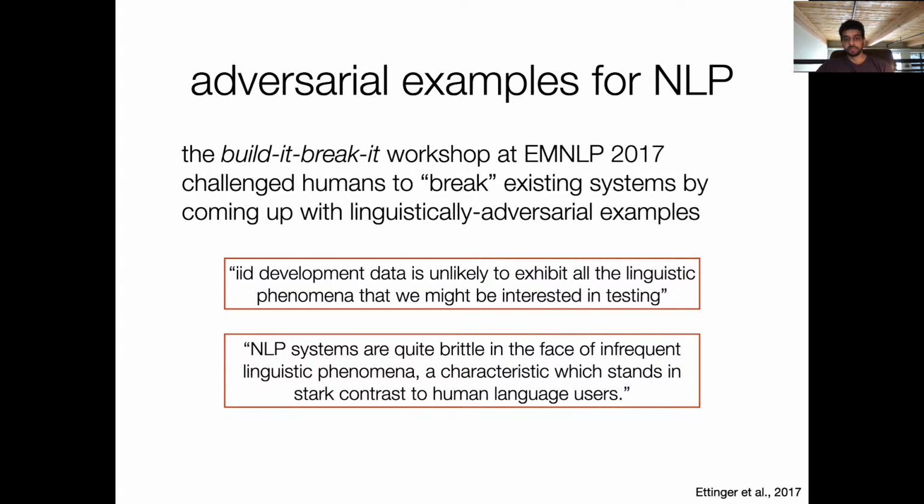So maybe in these cases, the training data is insufficient to capture all of the interesting linguistic variation that might be associated with a particular task. And also we know from many different results that our NLP systems are quite brittle, especially with rare constructions, rare words, things like that. Human language users, on the other hand, are very robust to even things that they haven't seen before.